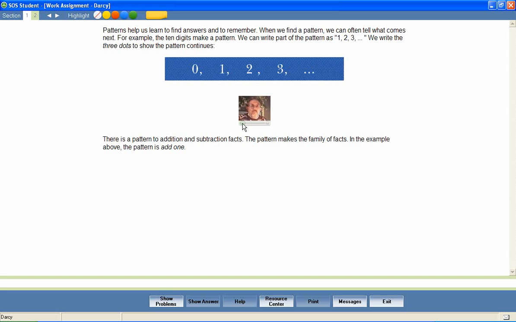3 dots mean that the terms continue by ones, in this instance 9, 10, 11, 12. 3 dots are like punctuation. They tell you how to read the expression. Remember what 3 dots mean.